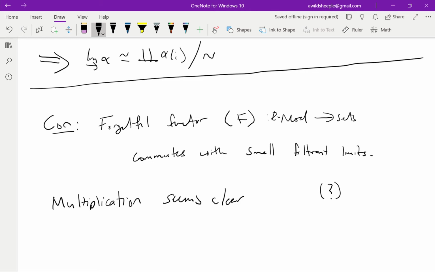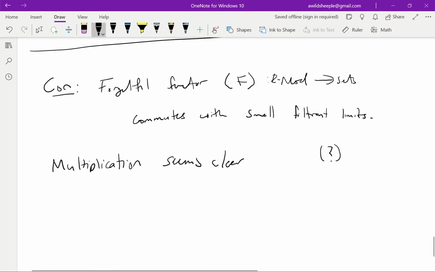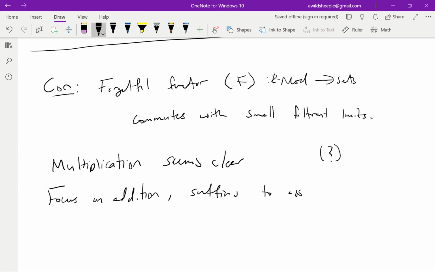What we're going to do is focus on the additive structure. And so for this reason, it suffices to work with Z modules, in other words, abelian groups. So now let's fix some notation.